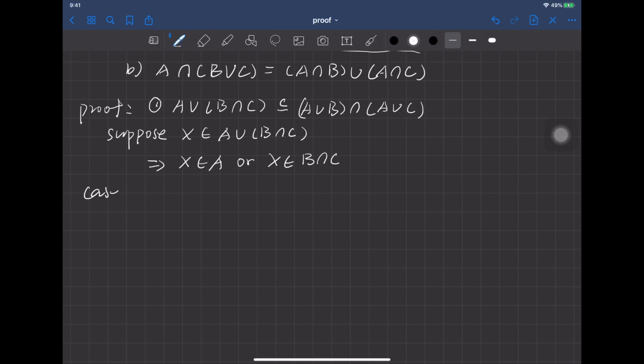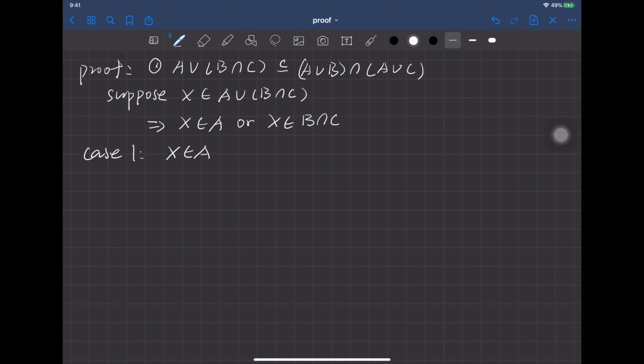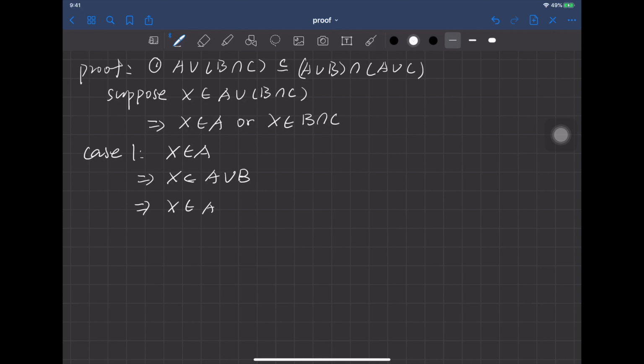So let's consider case 1. If X is an element of A, then X is an element of A union B. This is by the definition of the union. For the same reason, X is also an element of A union C. So these two are by the definition of the union.